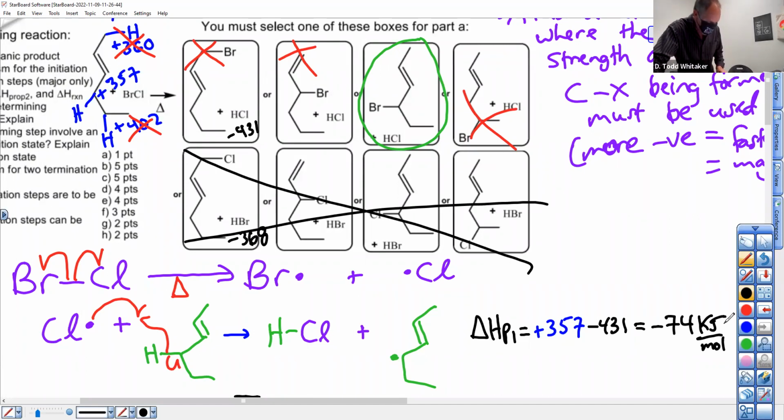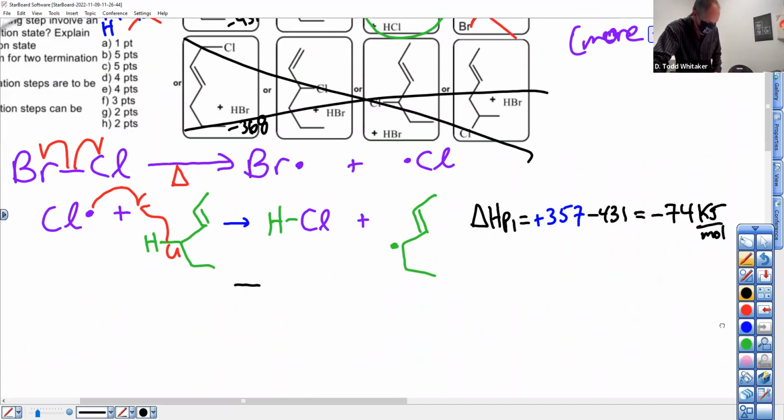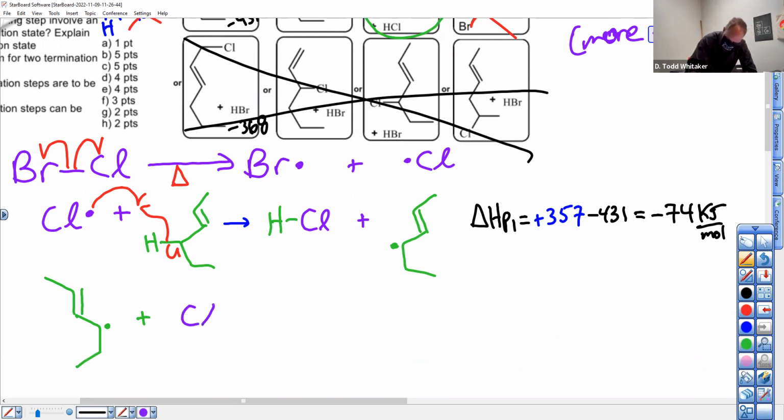Okay, so prop 2, you take the radical from prop 1, the one you made, and react it with a non-radical. Wait, these words are starting to sound familiar. I'm going to flip it so the radical's on the right side. And I'm going to put ClCl, a BrCl. There's no ClCl. BrCl.